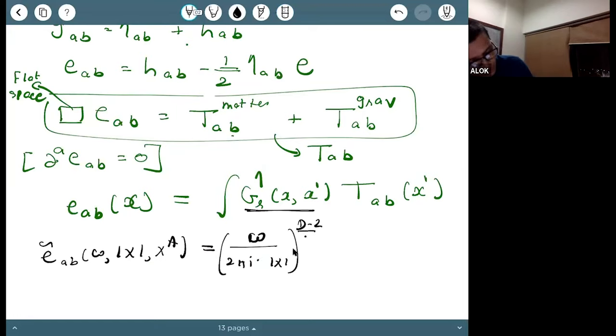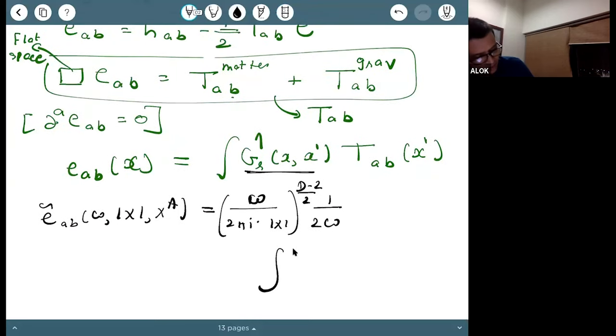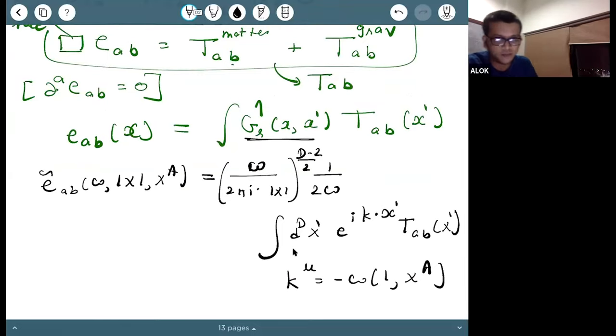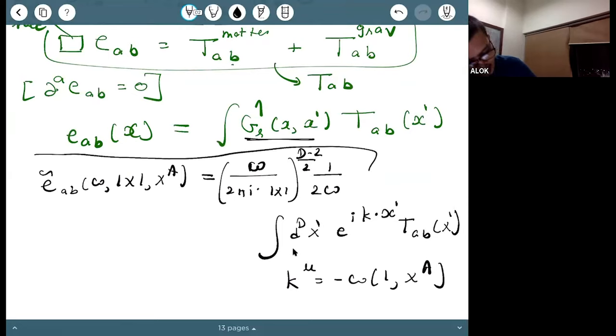d minus 2 by 2, 1 by 2 omega times a nice looking form, which is the integral of dx prime, I will explain the notation in a minute, e to the i k dot x prime, where k mu is nothing but minus omega, 1, x hat a. So it's just the vector I defined with respect to omega and x hat a. So this is the form of the radiative field at any frequency.